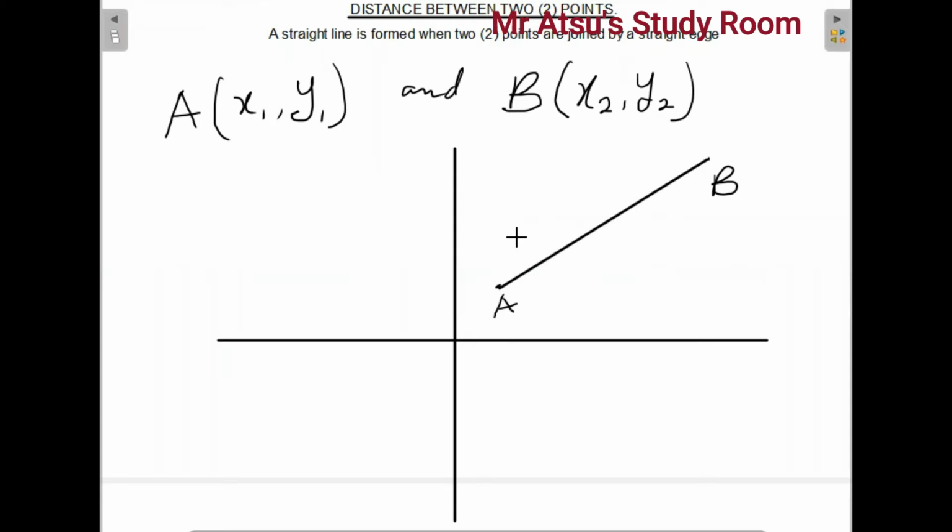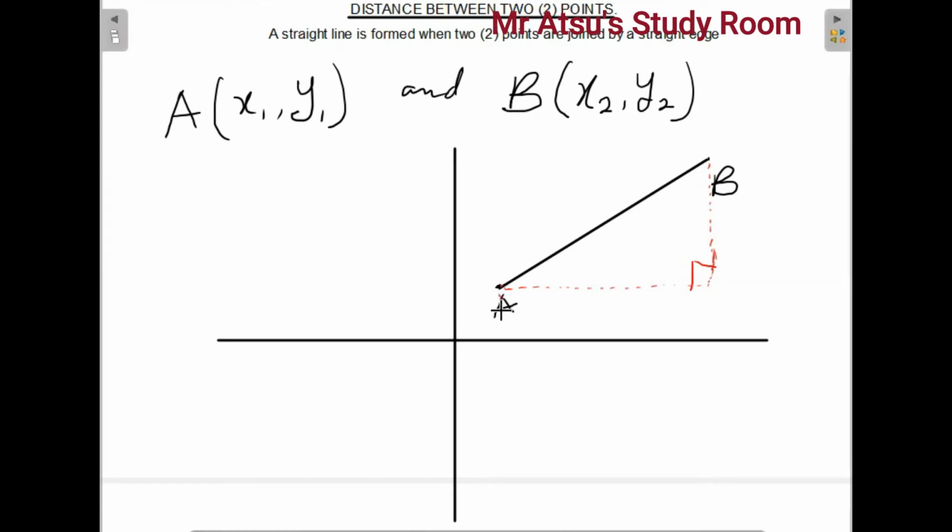To measure the length of line AB without the use of a ruler, I'll have to trace the points A and B to form a right angle triangle, after which I will use the idea of Pythagoras theorem to calculate the length of AB. So I'm using straight lines to trace the points A and B to meet at a right angle, and there is my right angle.